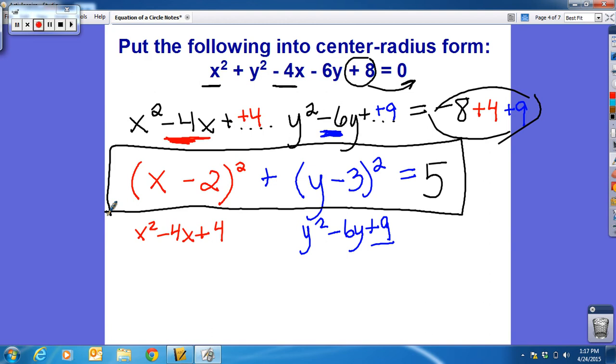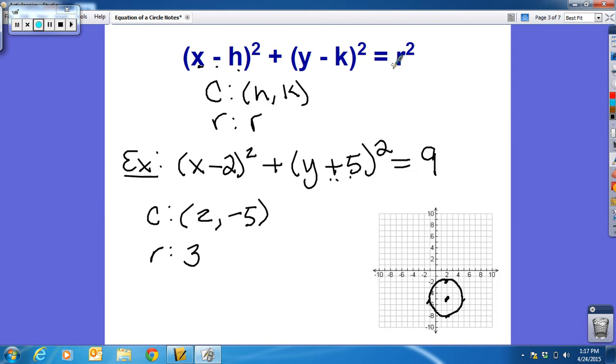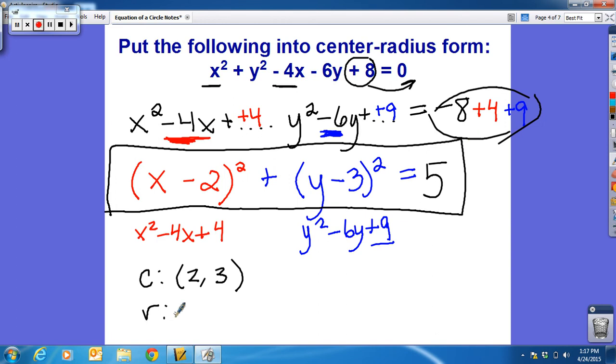The last thing that I would ask you to do is to tell me what is the center, what is the radius. Center should be easy. Remember, it's x minus h, so h would be 2. And then it's y minus k, so k would be 3. 2, 3 is the center. What's the radius? Remember, if I go back, it's r squared, so that means the radius in this case would be the square root of 5. Center 2, 3, radius would be the square root of 5.